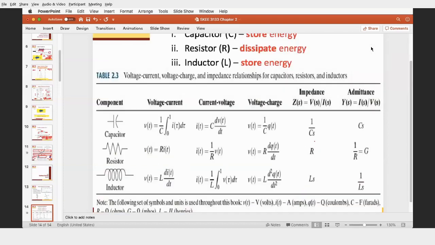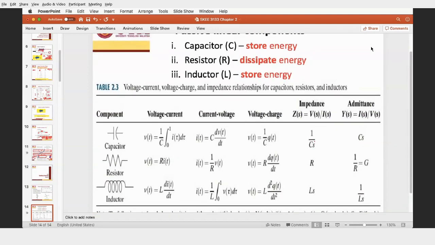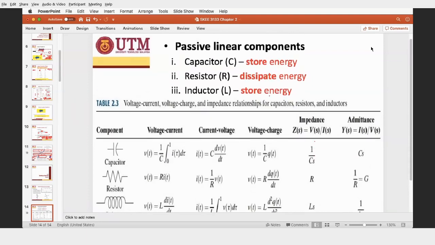In our class we only use these three components. No amplifier, no transistor. We do not model those components. We only use combinations of capacitor, resistor, and inductor. So what is the combination? The circuit in series and parallel, depending on the question. So the idea is just these three components.